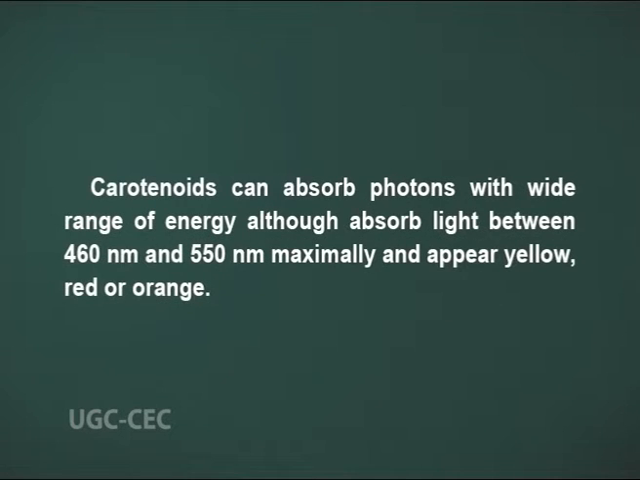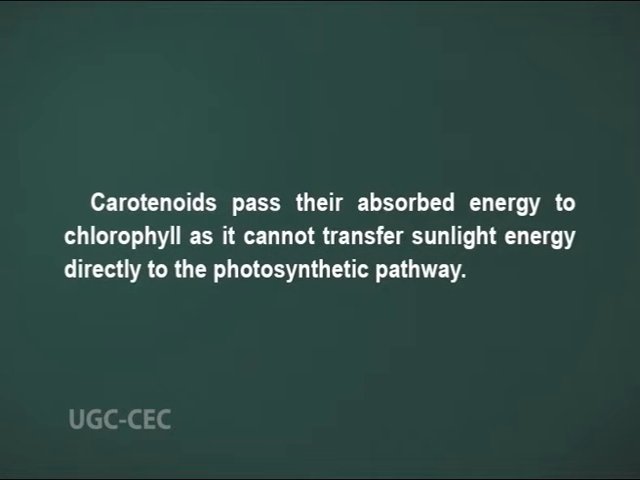Carotenoids can absorb photons with wide range of energy, although absorb light between 460 and 550 nanometer maximally and appear yellow, red or orange. Carotenoids pass their absorbed energy to chlorophyll as it cannot transfer sunlight energy directly to the photosynthetic pathway.